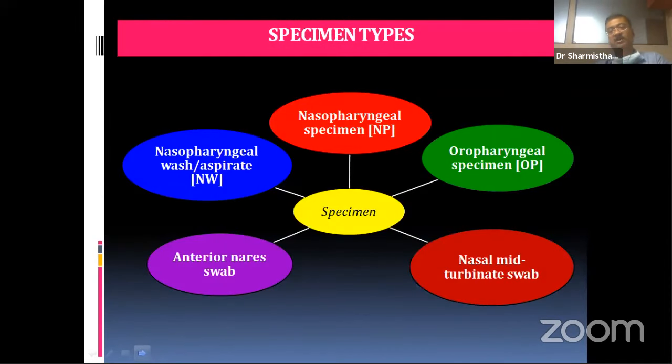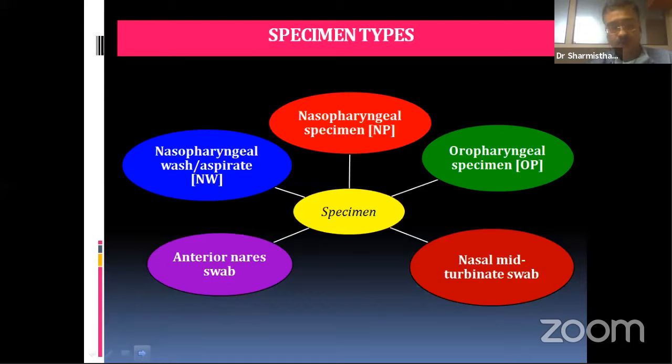So now the specimen types, these are also very important. There are many types of specimens that can be obtained. Out of them, the nasopharyngeal and oropharyngeal specimens are taken the most. Others like nasopharyngeal wash, anterior nares swab, and nasal mid-turbinate swab are also specimens which can be collected.